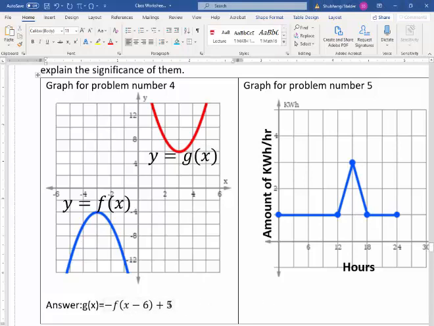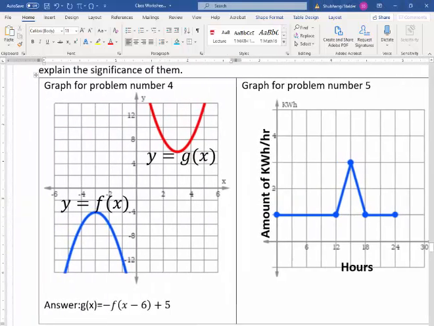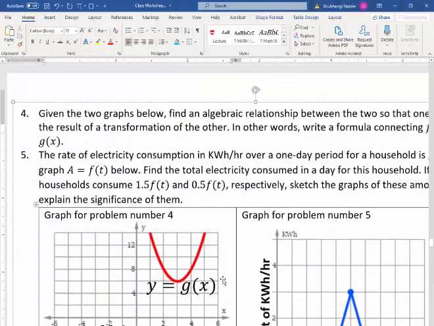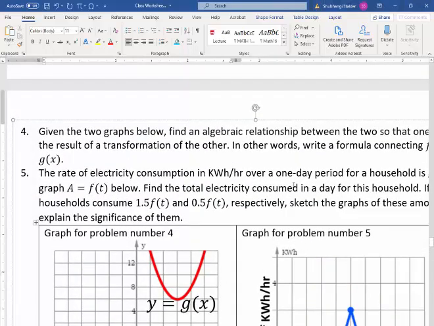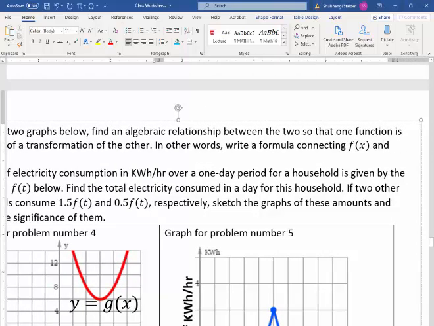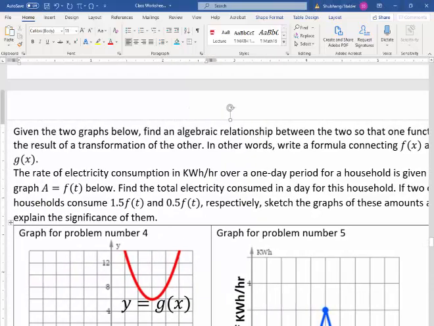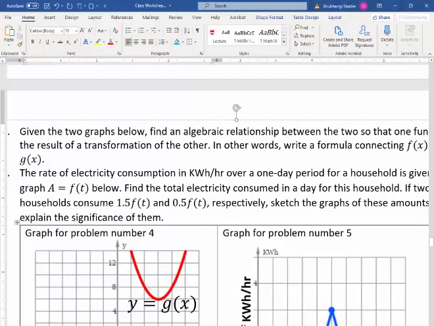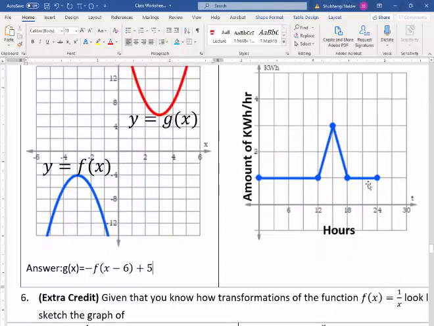Questions here? Any questions here? Okay. Yes, no? No. Okay. All right. Here they're saying you have electricity consumption over a 1-day period for a household given by that function. Total electricity if 2 other households use 1.5 and 0.5. Well, what are you going to do with the graph if you have 1.5? All these points will become times 1.5, so it will be here.